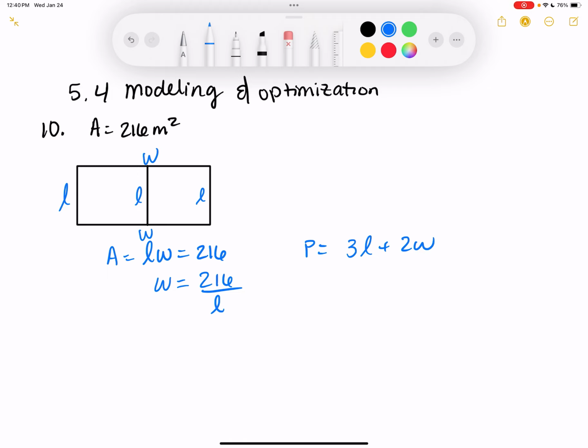All right, so now I'm going to use this in this equation over here. So we have 3L plus 2 times 216 divided by L. Now, I'm going to write this when I multiply this through as L to the negative 1 so that I'm not dealing with a fraction. Because what am I going to be doing next? I'm going to be taking the derivative. So I'm going to write this as 3L plus 432 L to the negative 1.